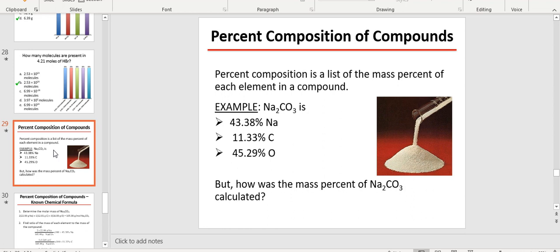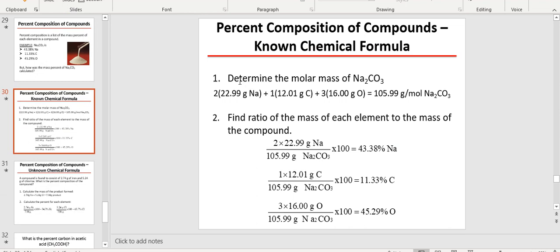So if you look here, sodium carbonate, and I'm giving you these there. Sodium carbonate is 43.38% by weight sodium, 11% carbon, 45% oxygen. But how did I get these numbers? Well, it's pretty easy to calculate.